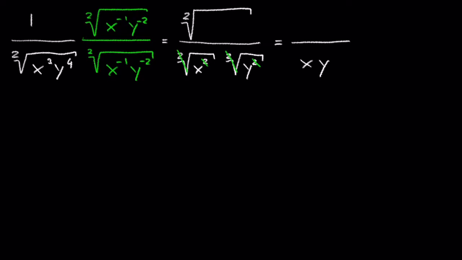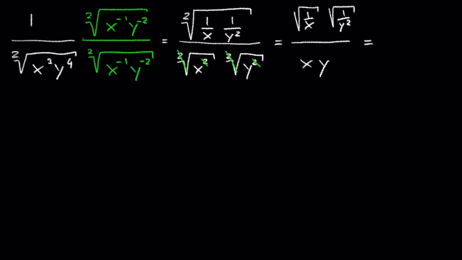X to the negative 1 we can write with the rule for negative exponent as 1 over x, and y to the negative 2 we can write as 1 over y squared. With the multiplication rule for roots, we can write the numerator as the square root of 1 over x times the square root of 1 over y squared.